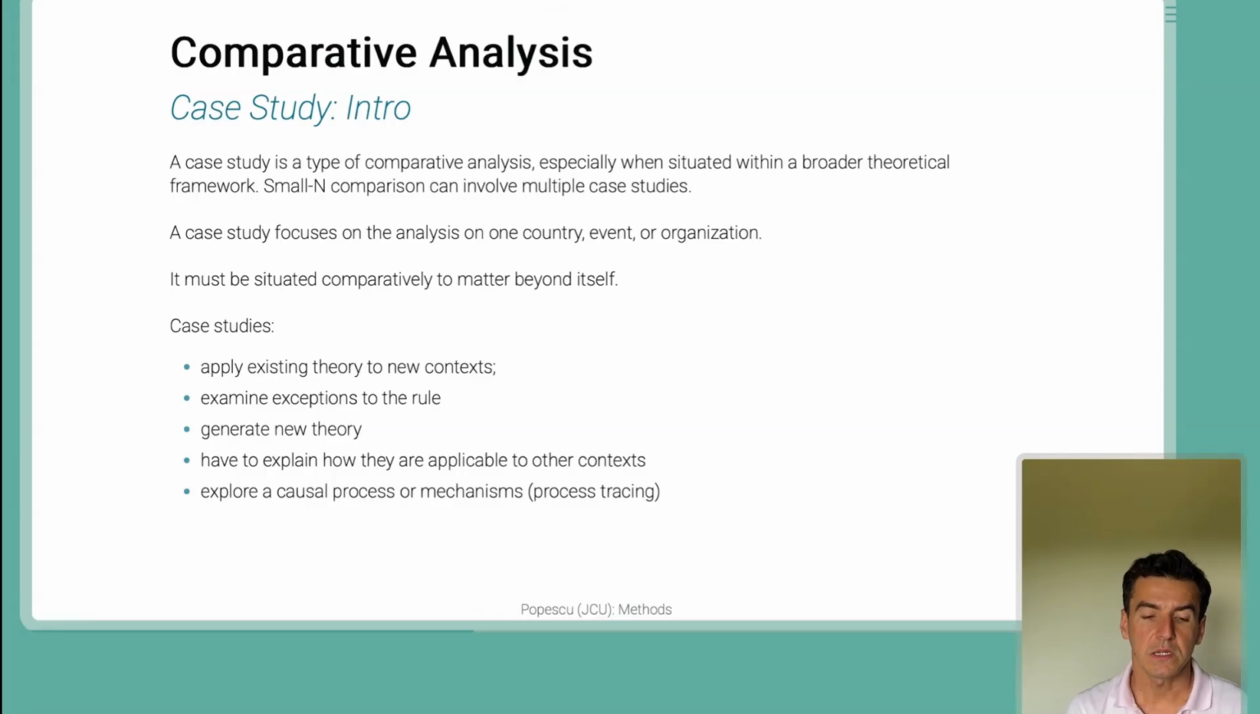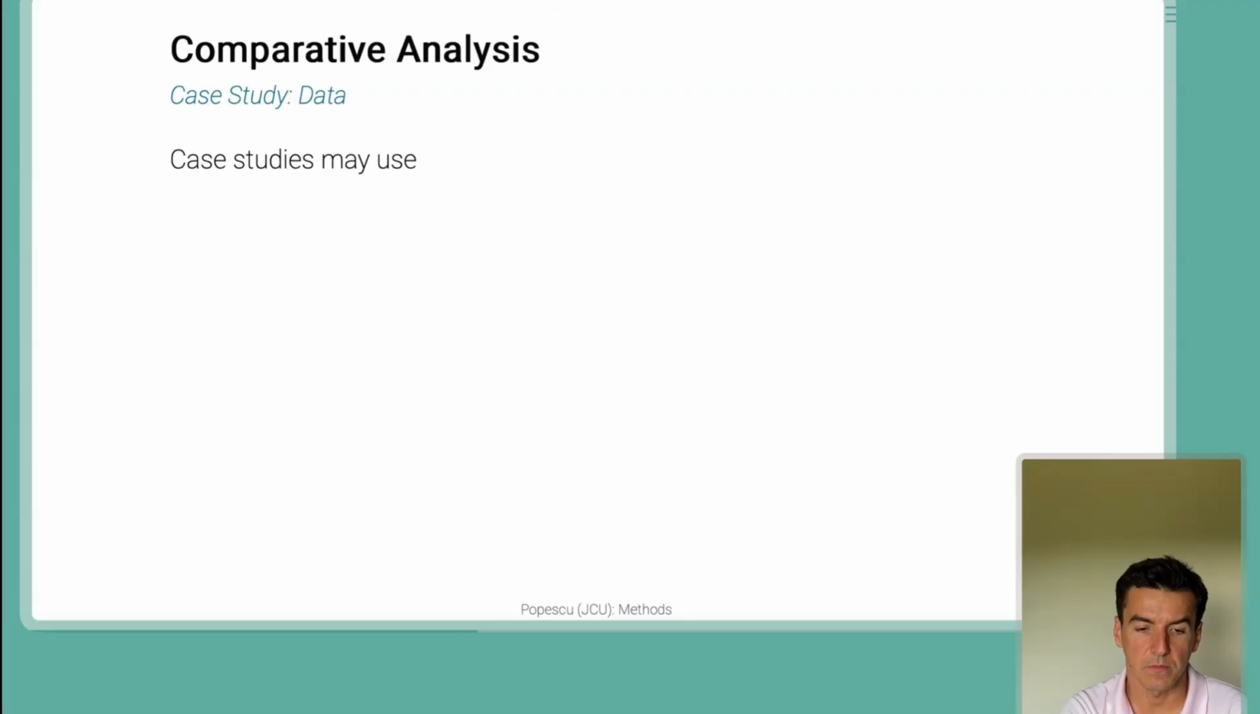So, what do case studies do? They typically apply theories to new contexts. They try to examine exceptions to the rule, so they look at exceptional cases. They sometimes try to generate new theories, but they also have to explain how they're applicable to other contexts, or they have to explore causal processes or mechanisms. So the relevant methodology here would be process tracing.